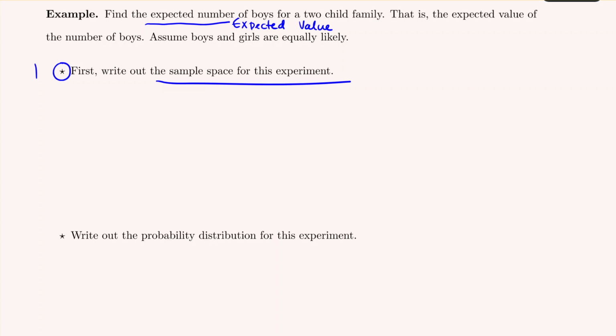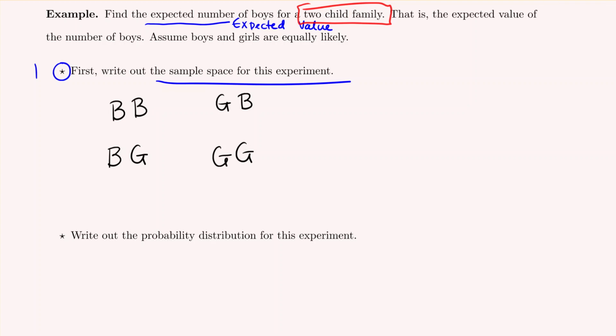And remember, the sample space is all possible outcomes. So in a 2-child family, we know the possible outcomes are that you could get a boy born first, followed by another boy. Or you could have a boy first and then a girl. Or a girl born first and then a boy. Or two girls. So there's 4 possible outcomes for a 2-child family based on birth order.